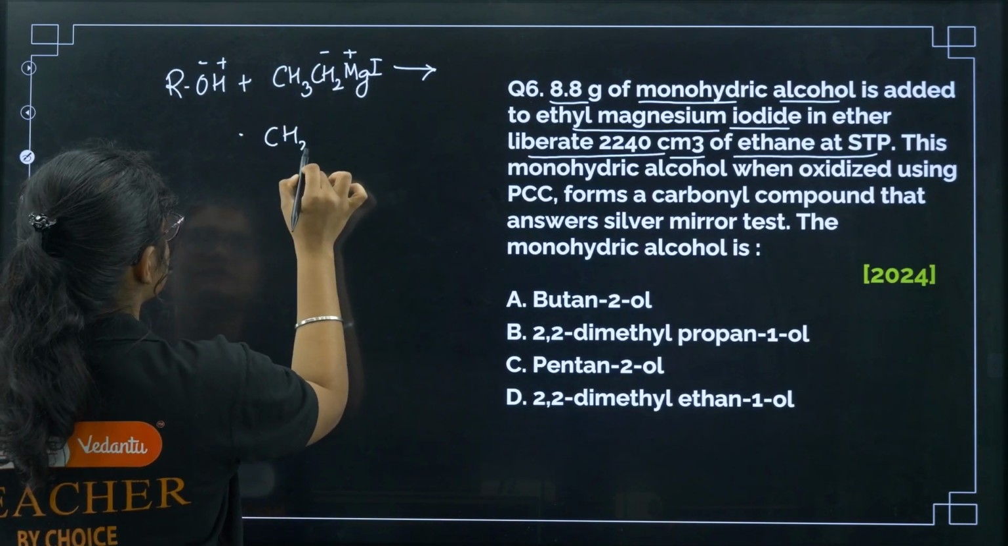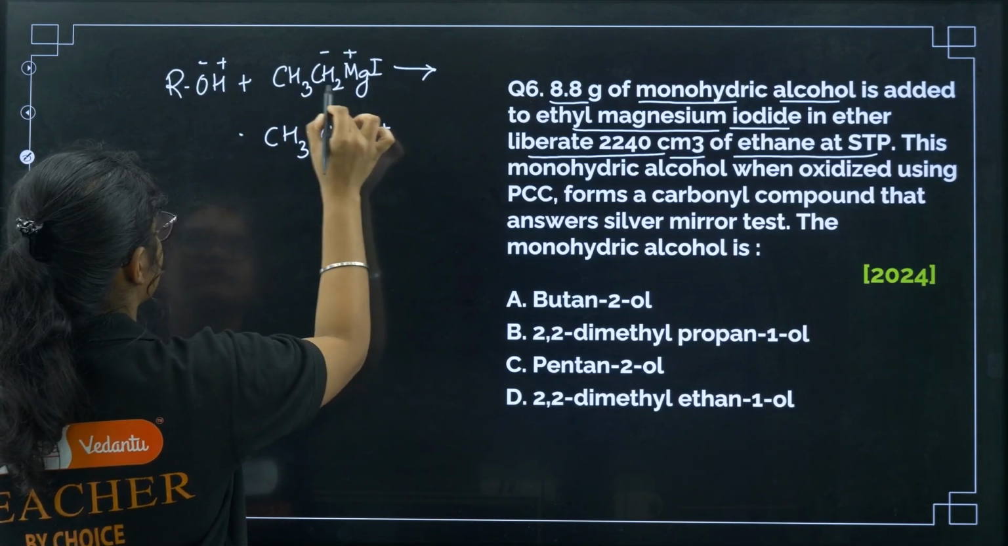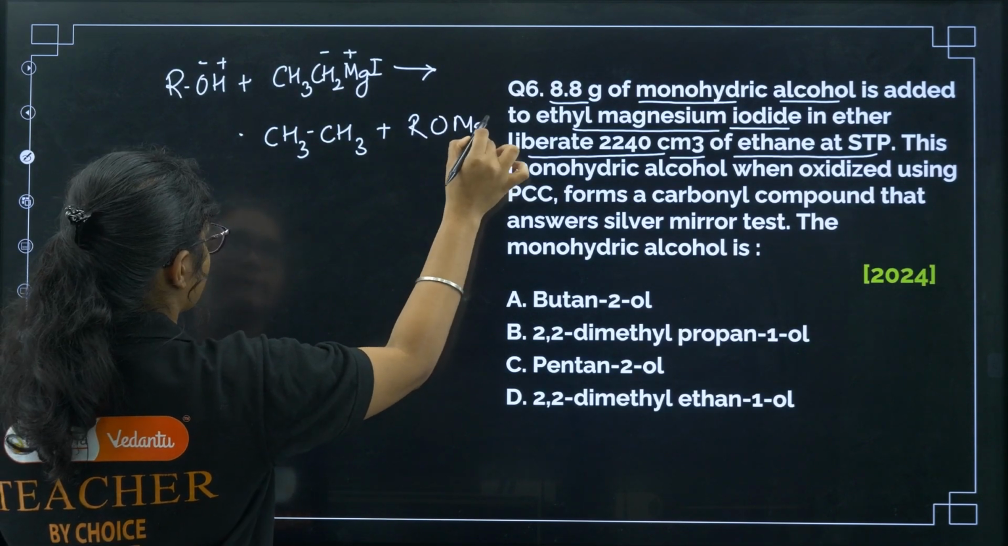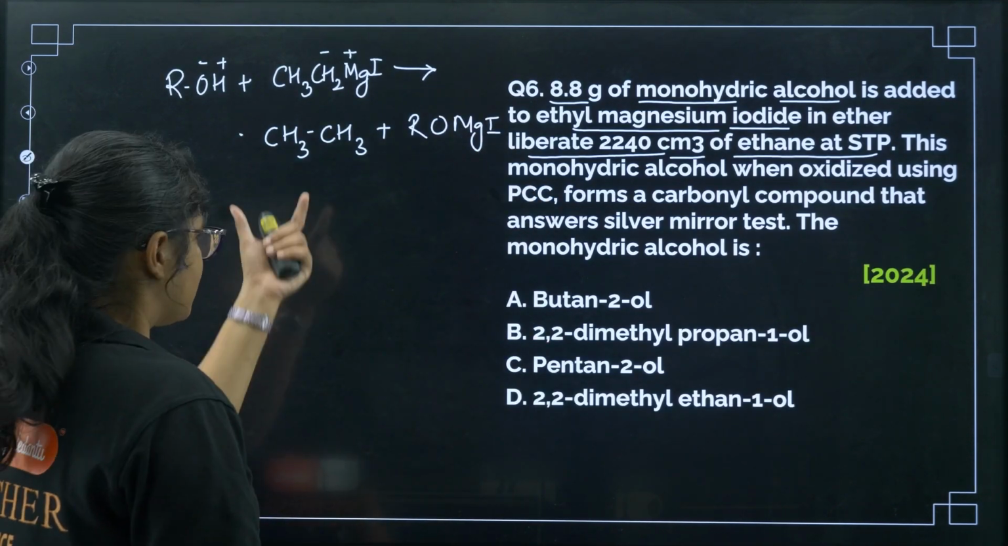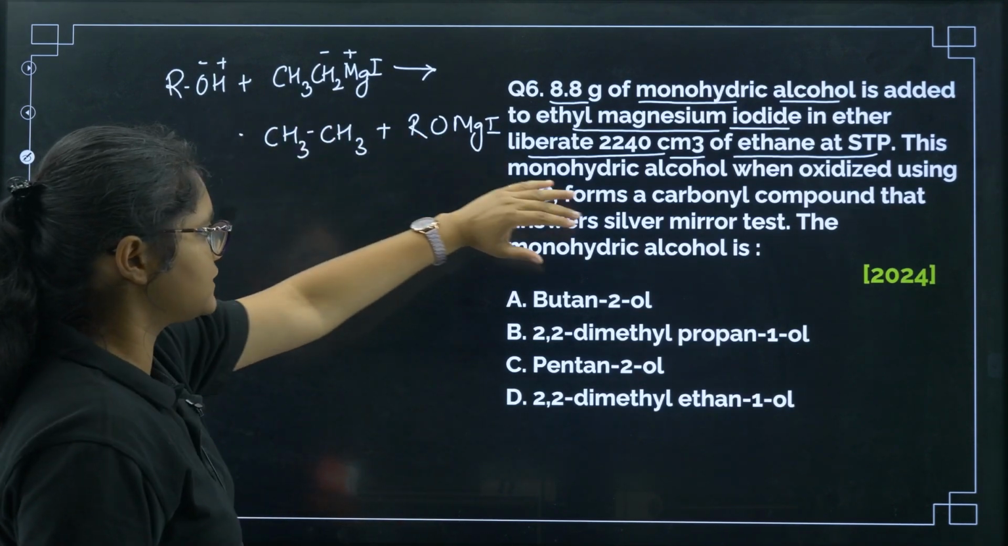I'll be getting CH3CH3, and then here the product formed will be ROMgI, right? So what gas is produced here? Ethane gas is produced. Okay, that is the first thing that is told.